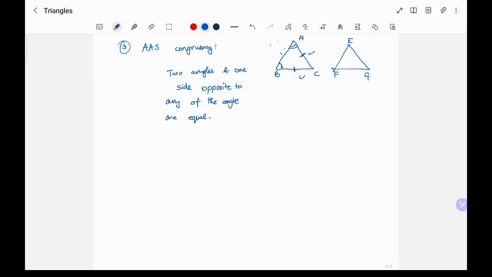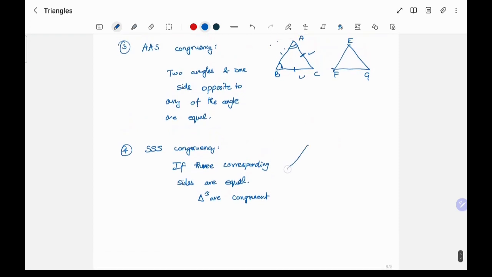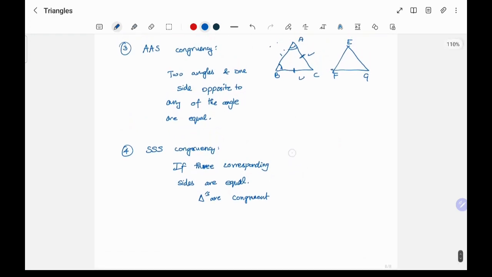And then we have SSS congruency. If all three corresponding sides are equal, then the triangles are congruent. Again, I will not draw it, I will just paste. So this side is equal to this side, this side is equal to this side, this side is equal to this side, then they are congruent.